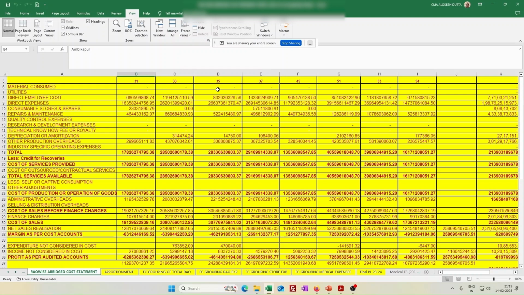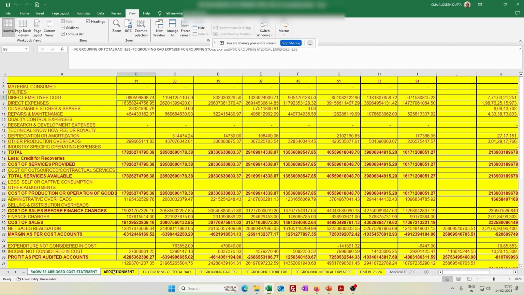Now 31, 33, 35, 37 like this. Here you will see the same format of the average cost statement. It is coming as total RAO minus total RAO FC grouping RAO expenditure, FC grouping of stores, medical. So this is purely the production cost of that particular RAO under different heads. This is the RAO wise production cost.